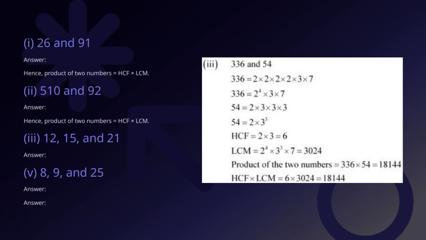And finally, the last example shows the numbers 26 and 91. Once more, the key takeaway is that their product equals the HCF multiplied by the LCM. This principle is fundamental because it connects the concepts of HCF and LCM directly to the multiplication of the numbers themselves, which is a powerful idea to keep in mind as we move forward in our study.